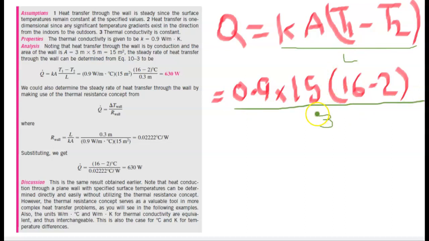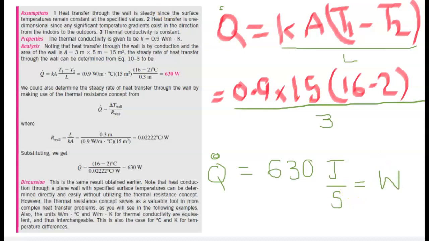If you put that in your calculator, you will get the Q dot, which is going to be 630 joules, because this is a heat transfer. But because there is a dot, it's joules per second, which is equal to watts. And this is how we find the heat transfer rate.